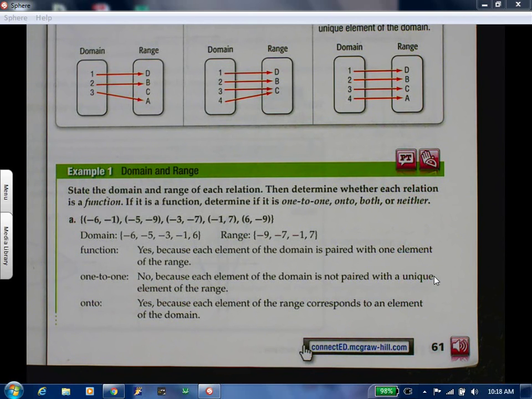So if it's ordered pairs like this, it's going to be pretty simple with that. Then determine whether each relation is a function. If it is a function, determine if it's one-to-one, onto, both, or neither. Okay, so we'll look and see what that looks like here. So when they give you ordered pairs, notice the domain is just going to be the X values. Okay? So they just went down through these X values. -6, -5, -3, -1, 6. They wrote them down. Okay? The range is just the Y values.